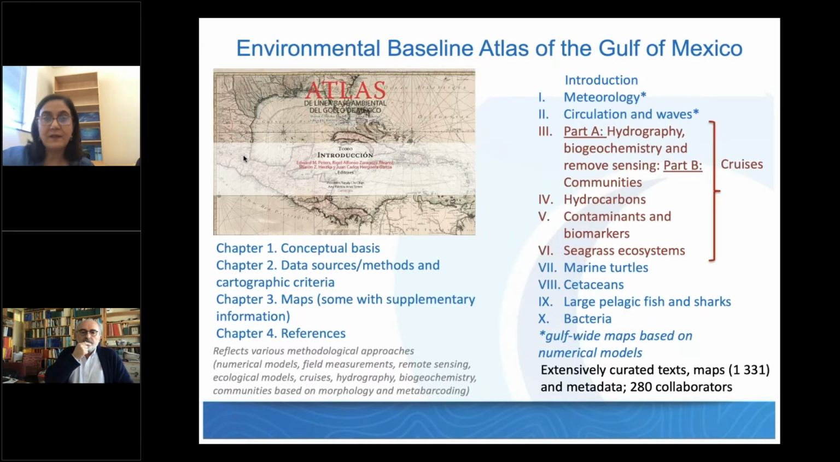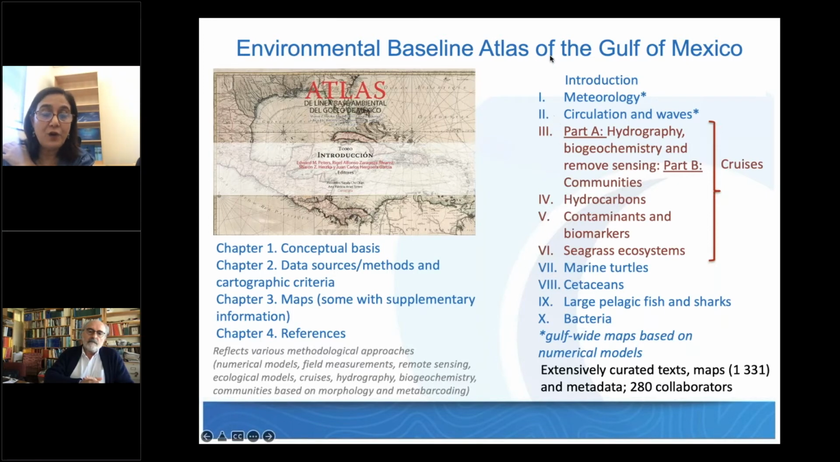Now, in terms of the atlas, it was designed to reflect different research efforts throughout the consortium, and it has 11 volumes, which are listed here on the right. Those that are in red are volumes that are associated with either the oceanographic cruises or the monitoring efforts that were done in the seagrass meadows off Campeche and Yucatan.